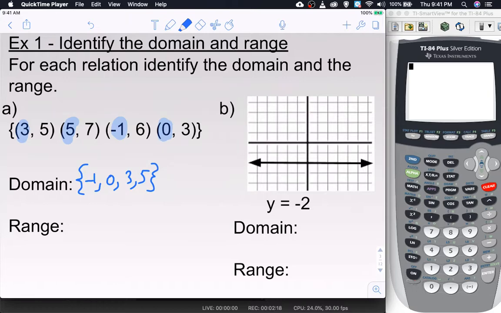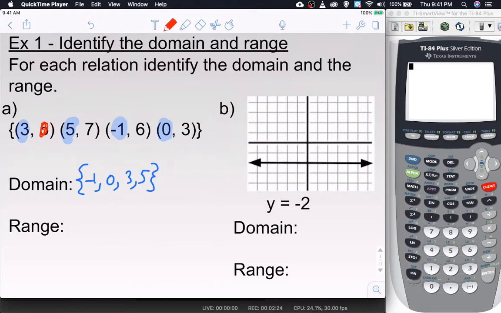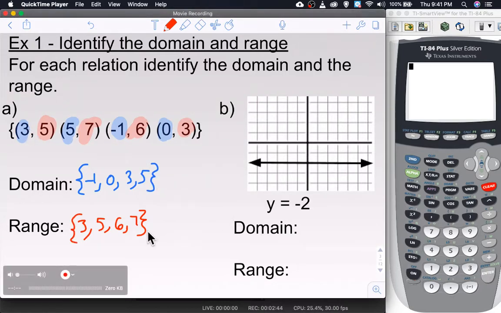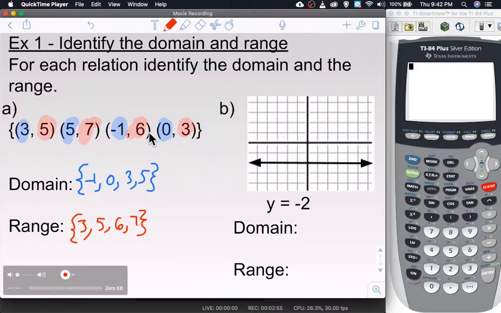Okay, my range now will be the y values. So my range would be the numbers, again in order, 3, 5, 6, and 7. Okay, so it is the y values, just the y values. So that is the domain and the range. That is the only possible x values, the only possible inputs of this function based off these 4 points, and the only possible outputs of the function.